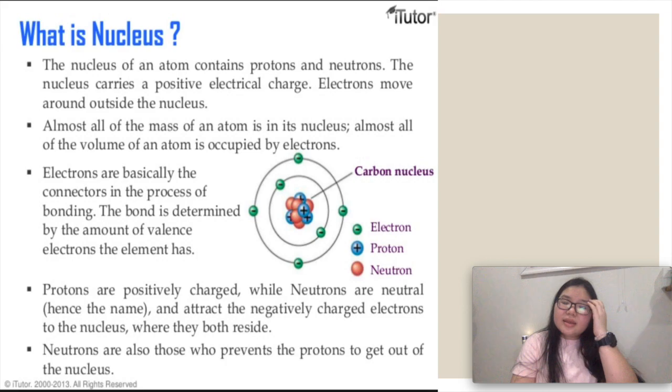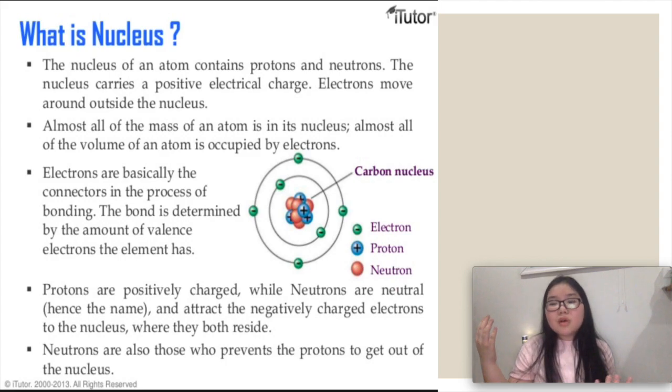Exactly, the electrons orbiting outside the nucleus will leave the atom or will stay in order to create chemical bonds, and I will show you these chemical bonds in the next video, in the next topic, in my next quiz, I think so.